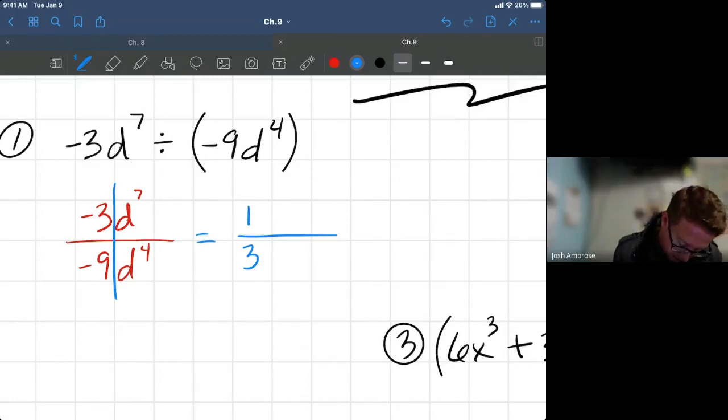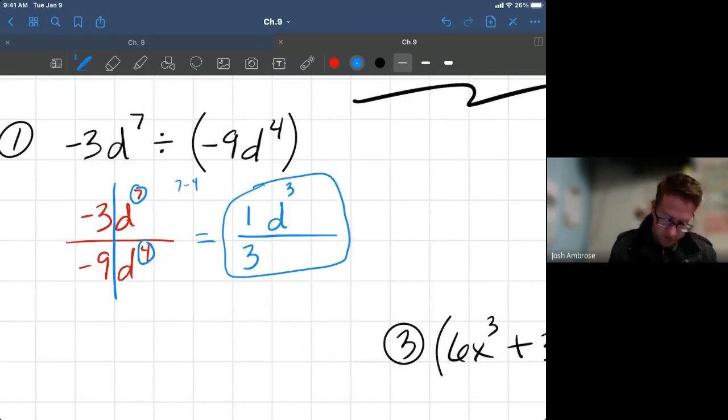All right, next part is the 7 and the 4. 7 minus 4 is how we're getting d to the power of 3. And this is it right here. That is your solution. Okay, so basically it's d cubed divided by 3. That's really all you have to put for that problem. That was the first example.